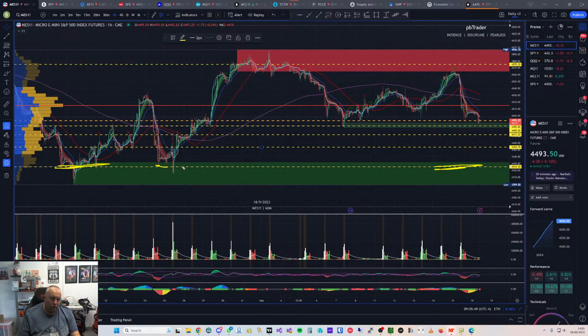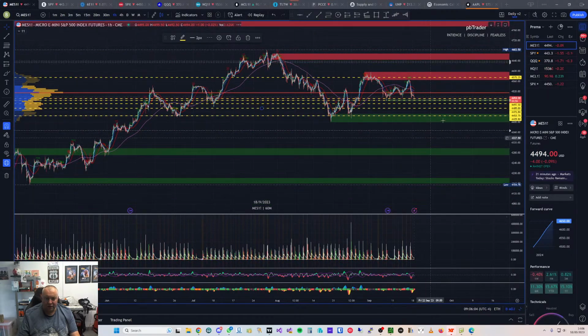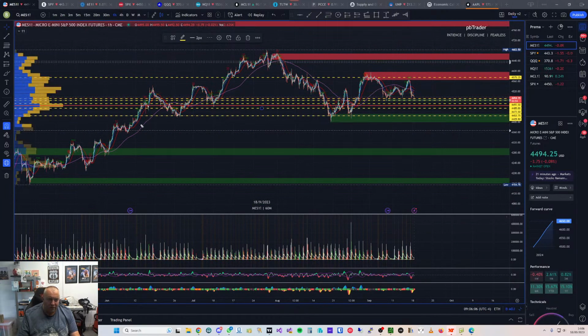But obviously all of this area could act as support at some point, so I'd be watching it and waiting for confirmation when we get down to that area. I'm not sure we'll get down there today, but it's an area we could be looking at. And zooming out, if we do get down to that area, then we are potentially setting up for this head and shoulders pattern.